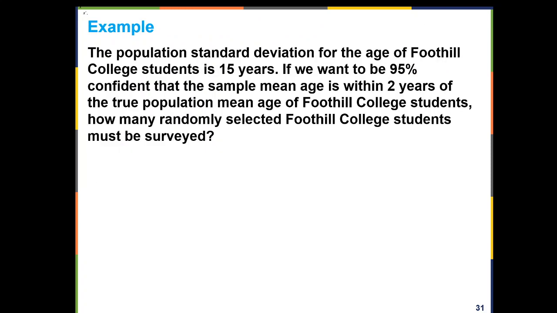So let's do an example. It says a population standard deviation for the age of Foothill College students is 15 years. If we want to be 95% confident that the sample mean age is within 2 years of the true population mean, then how many randomly selected Foothill College students should be in the sample?